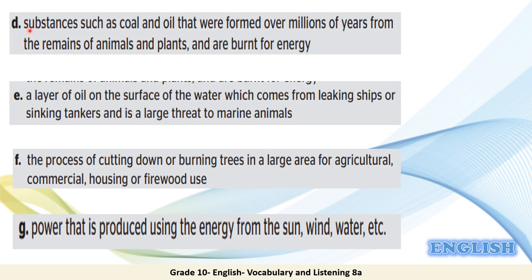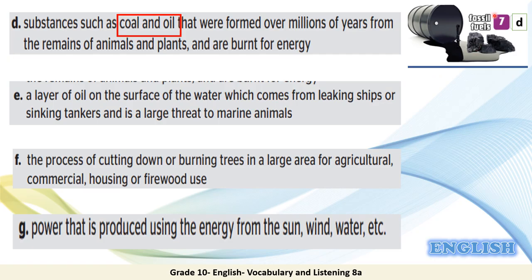D. Substances such as coal and oil that were formed over millions of years from the remains of animals and plants and are burned for energy. Your hint is coal and oil. Pause, take a look, and try to figure out the answer. And the answer is fossil fuels. Well done, everyone. Usually fossil fuels are used or burned for energy.